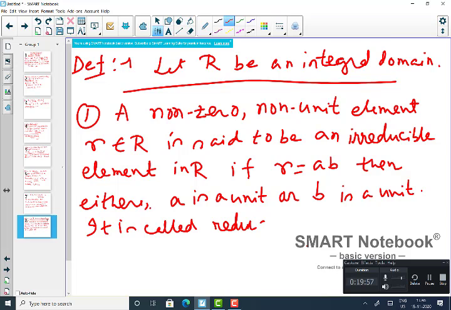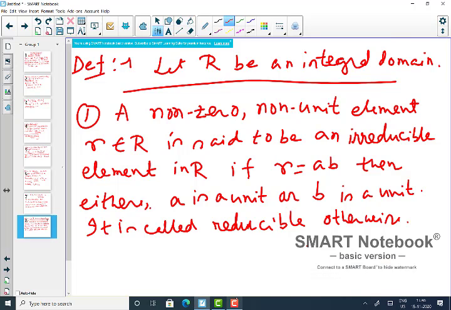Reducible otherwise. Okay, so clear. So I will come to definition, example also. In fact, some examples also require some idea of something called norm. Okay, that maybe we will discuss later.